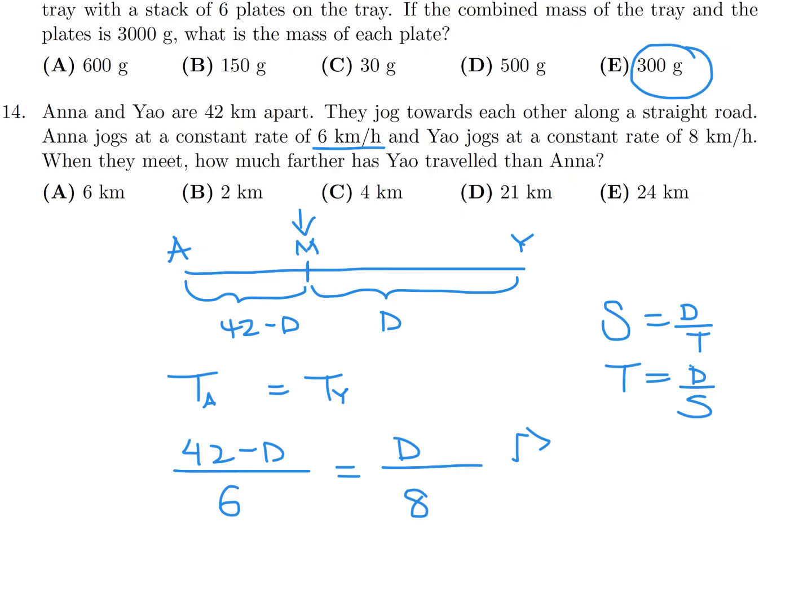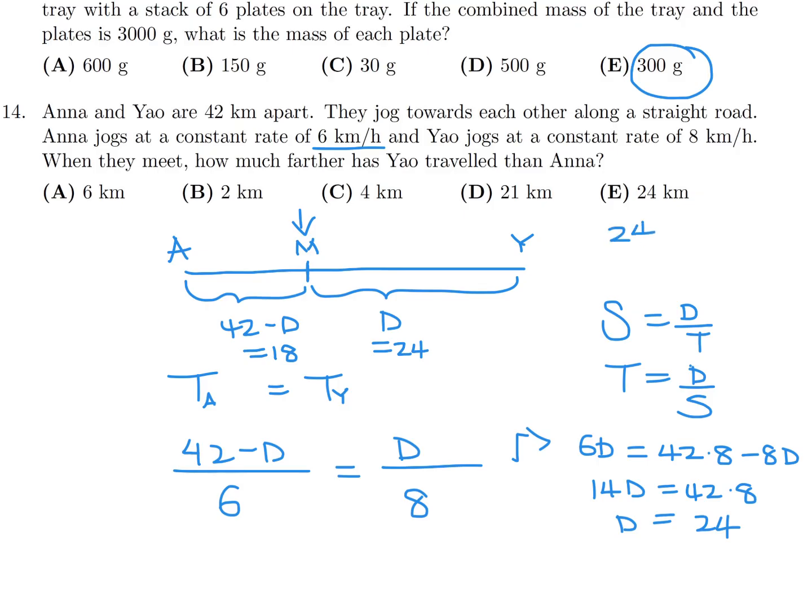So I guess we cross multiply, and we get 6D is equal to 42 times 8 minus 8D, and that's 14D is equal to 42 times 8, and therefore D is equal to 3 times 8, which would be 24. Okay, so this is therefore equal to 24, and this is equal to 18. And what are they asking? When they meet, how much farther has Yao traveled than Anna? So Yao traveled 24, Anna traveled 18, so the difference is 6. So that's the answer. So therefore that would be choice A.